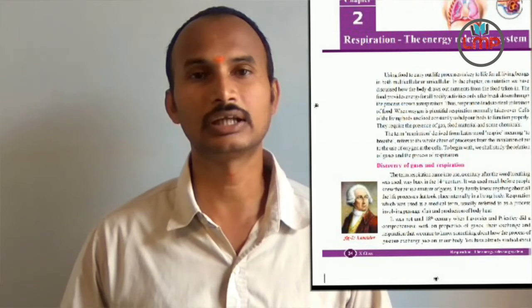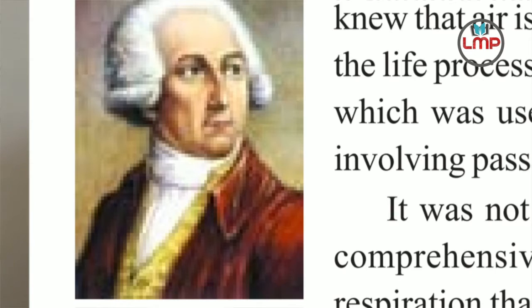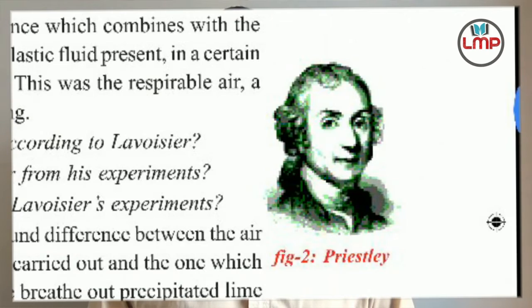Next, respiration, the energy release system. In this chapter, we have three scientists' names and their contribution. One is Antoine Lavoisier, who was well known for coining the term oxygen, and the second scientist, Joseph Priestley, was well known for the bell jar experiment, and the third scientist is John Dalton. John Dalton was a renowned chemist. He wrote the book called Textbook of Human Physiology.